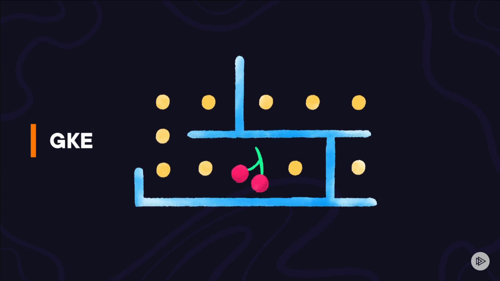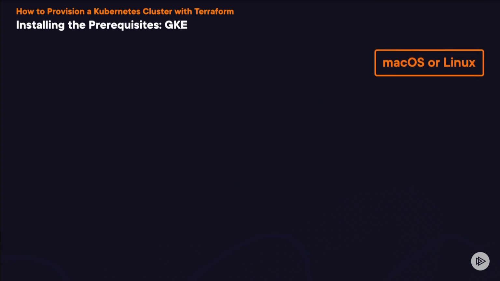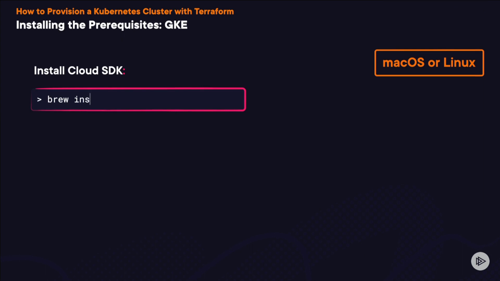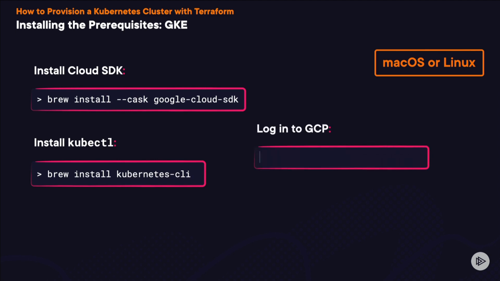Now for GKE, it's a little different. We just have one extra step here. So on Mac OS and Linux, you're going to use brew to install the Google Cloud SDK cask. This is similar to, say, on Yum when you use groups to install a group of packages. And then for kubectl, you'll install the kubernetes-cli. You'll then log into GCP using the gcloud init command.